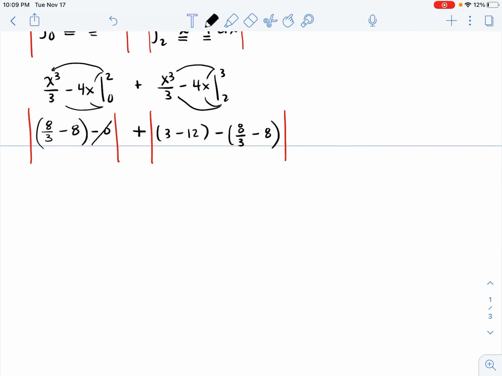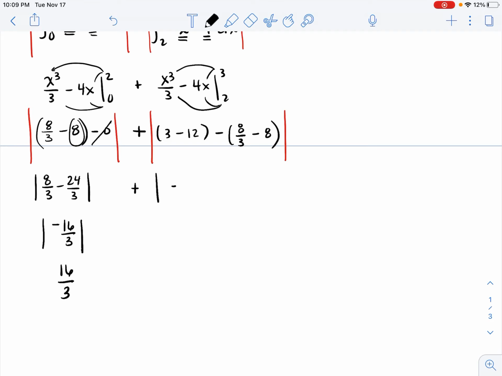So my first integral here, this minus 0 is completely irrelevant, but this is really the absolute value of 8 over 3 minus, I can rewrite this 8 as 24 over 3. Is that okay? Let's go ahead and finish that up. 8 minus 24 is negative 16 over 3, and the absolute value of negative 16 over 3 is just 16 over 3. Okay, now let's keep going.